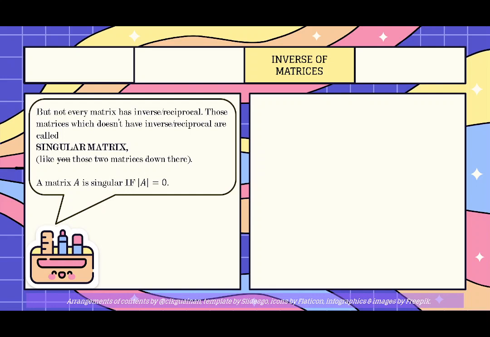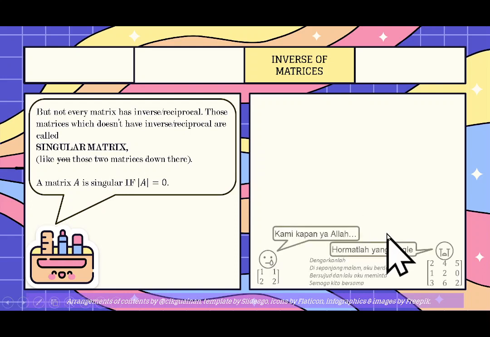Not every matrix has an inverse or reciprocal. Those matrices are called singular matrices. For example, this one and this one. Now, why are they called singular? They are called singular because the determinant of the matrix is 0. So you can use the previous knowledge of finding determinant to find the determinant for this matrix and this matrix, and you will get the value of the determinant is 0.